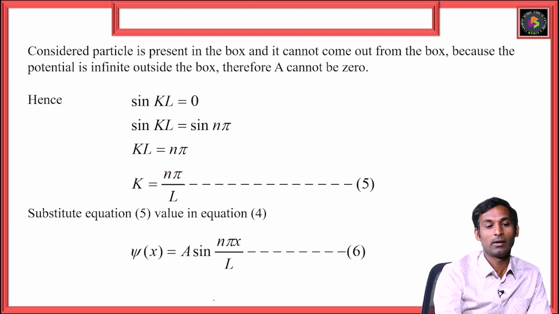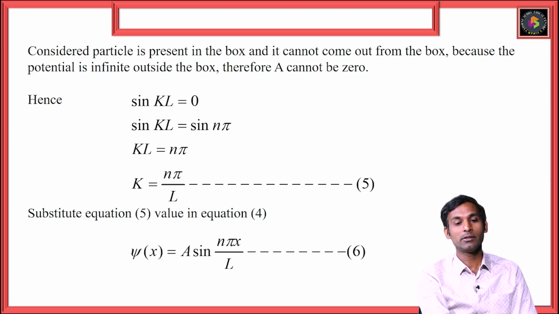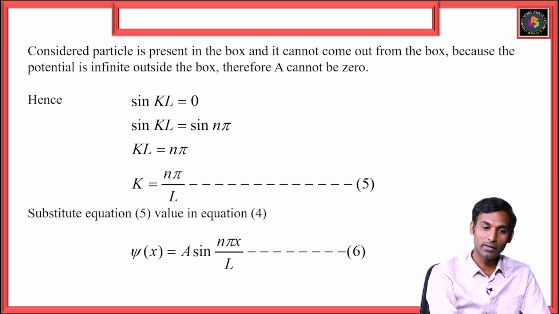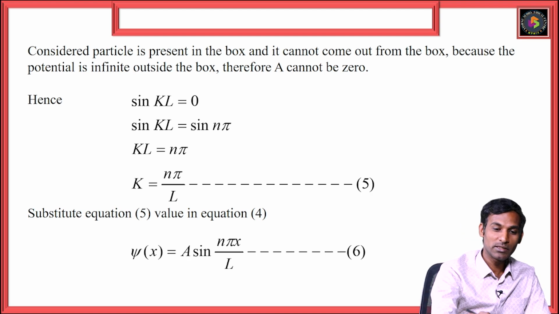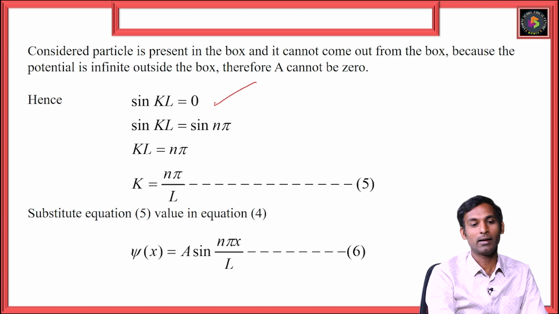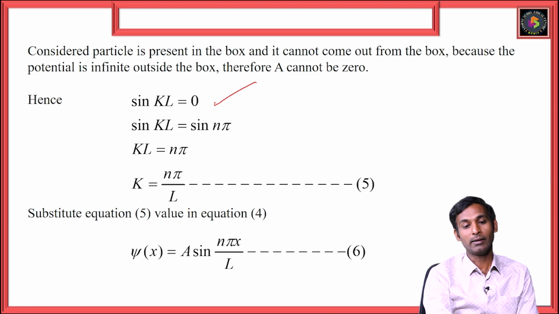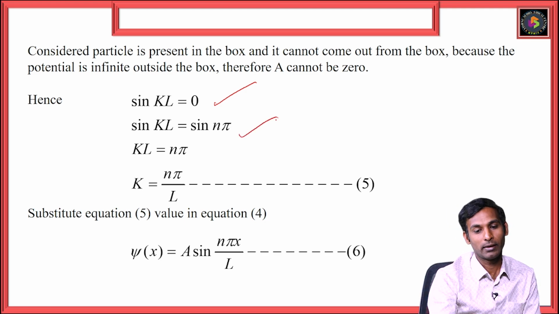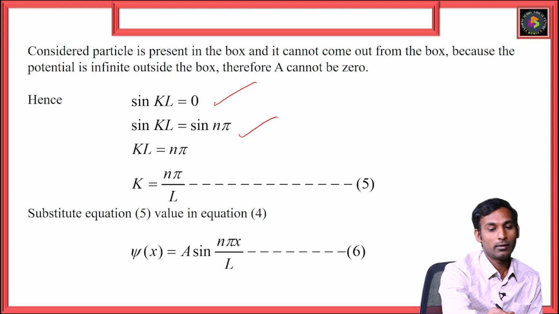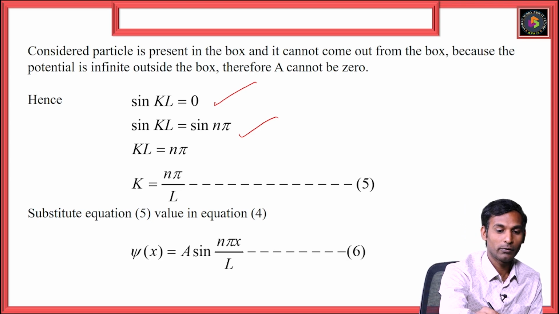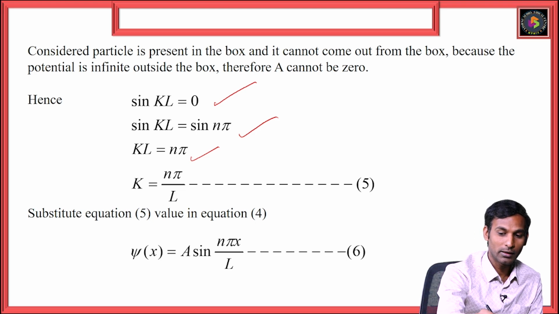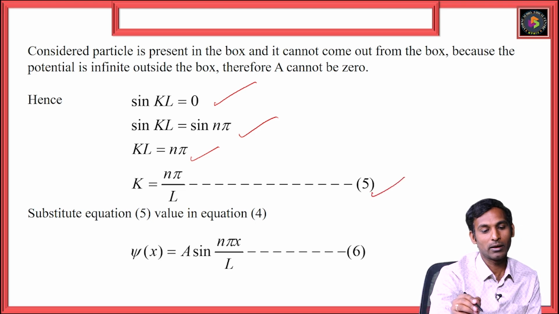Okay, see here. Consider the particle is present in the box and cannot come out of the box because the potential is infinite outside the box. Therefore, a cannot be 0. A cannot be 0 means we will get sin kL is equal to 0. So sin kL is 0 indicates kL is equal to n pi. From the mathematical point of view, you have to write kL is equal to n pi. So finally, we will get equation 5 as k is equal to n pi by L.